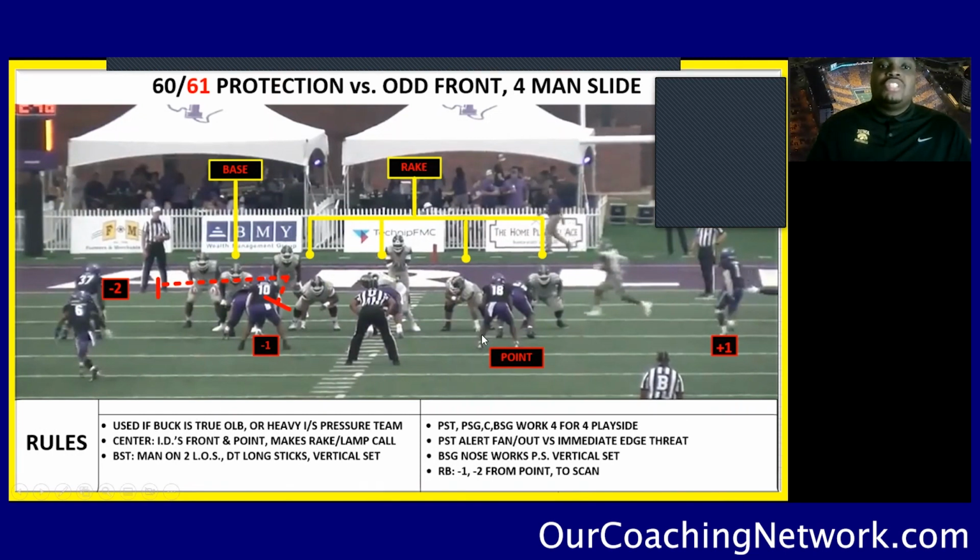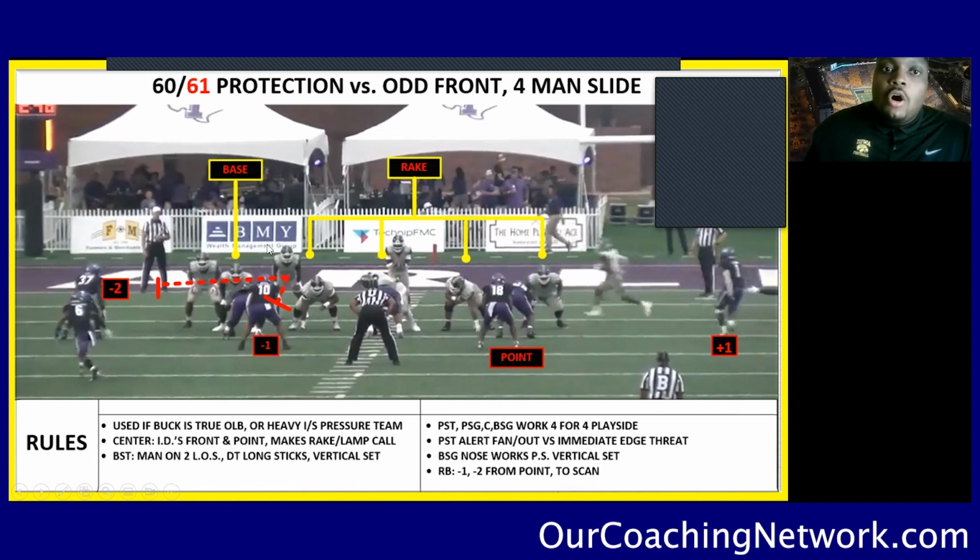But we use this 4-man slide call when we feel like the buck is a true outside linebacker. Remember what we talked about earlier. This is an odd front because the center and both tackles are covered. We have 2 4-eyes. This is your overhang, so we feel like this guy is a true outside linebacker. When we feel like he's a true outside linebacker, we allow the running back to still have his -1 to -2 rules.